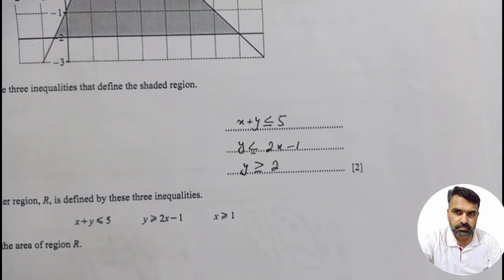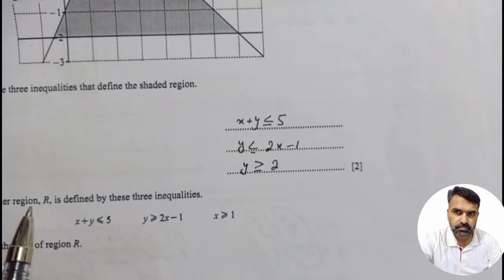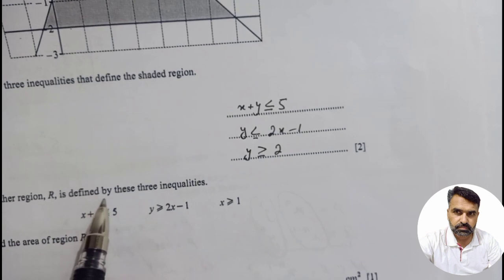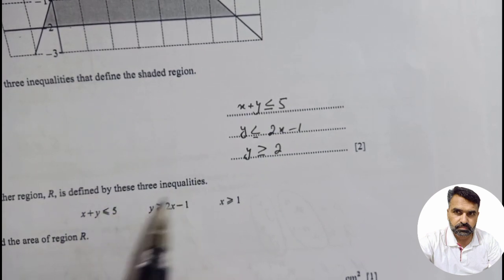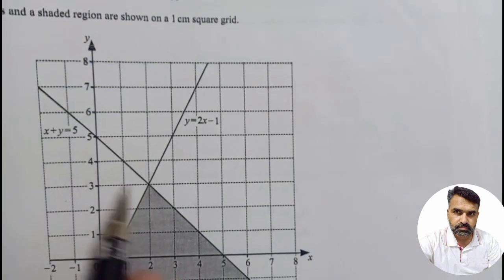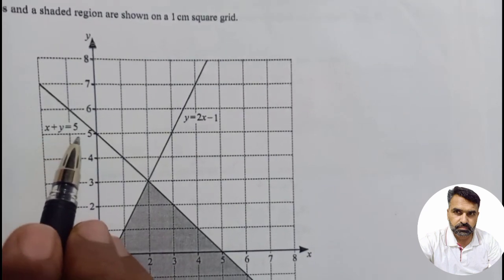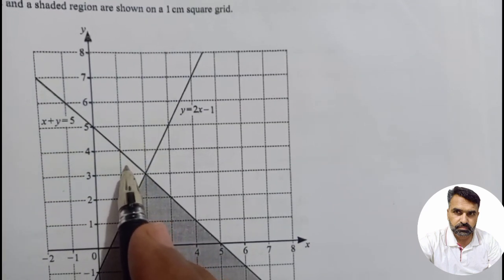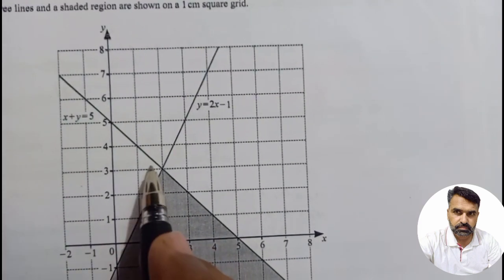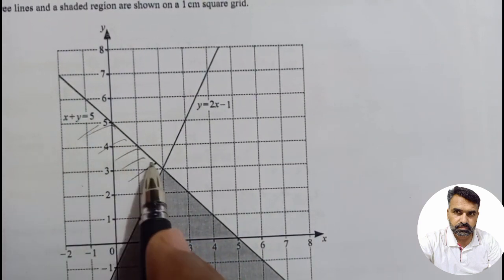And now part B of the question is: another region on the same grid is defined by these three inequalities. And the first inequality is x plus y is less than or equal to 5. So this line is indicating x plus y is less than 5. So all the region to the downside of this line is included.